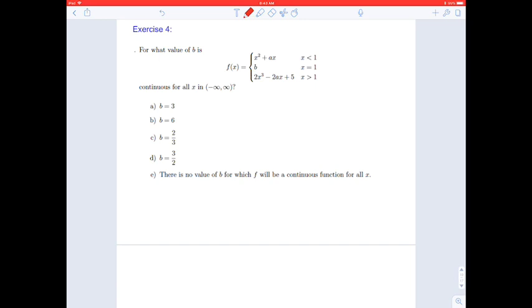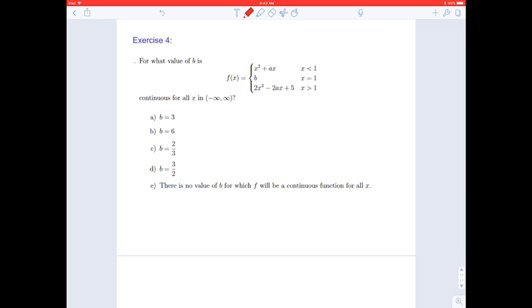And what we have? We do have a piecewise defined function, and the situation is happening at 1. On the left hand side, I do have the formula x squared plus ax. On the right hand side, for x greater than 1, I have 2x cubed minus 2ax plus 5, and exactly at 1 is just b, the value b. That means the value at 1 is b. And we're looking for that b value.